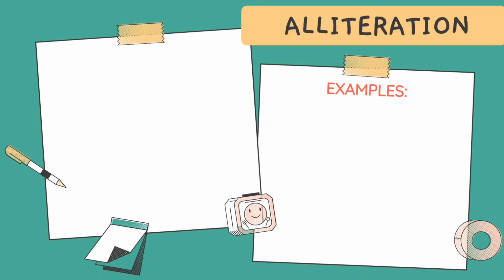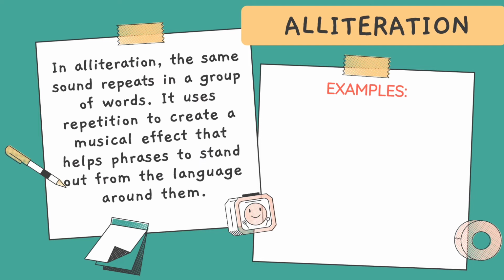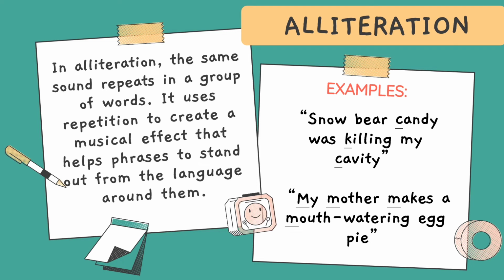And lastly, we have alliteration. In alliteration, the same sound repeats in a group of words. It uses repetition to create a musical effect that helps phrases to stand out from the language around them. Examples are, snow bear candy was killing my cavity, and my mother makes a mouth-watering egg pie.